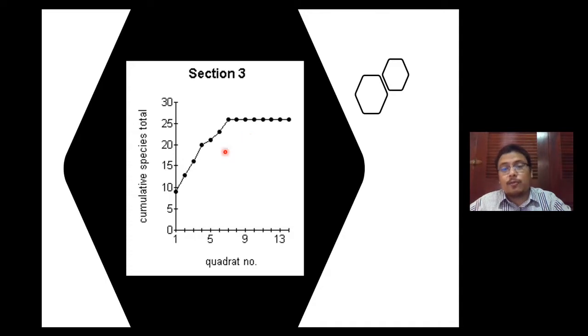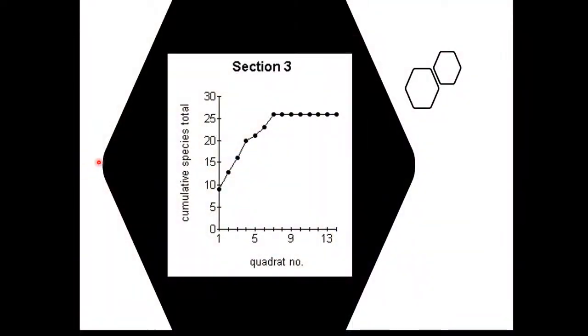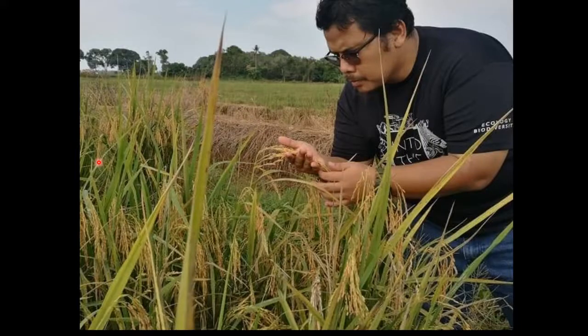This graph therefore shows us that for this particular habitat, we need to take at least 7 samples in each sampling period. Further sampling will merely waste time and duplicate results. So next, we will discuss systematic sampling.